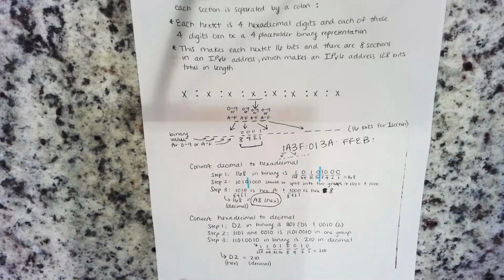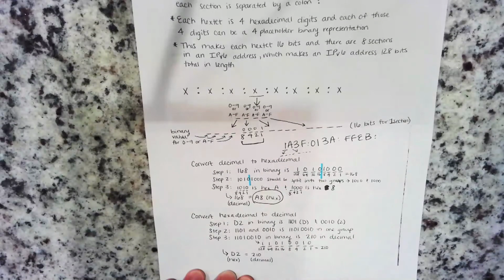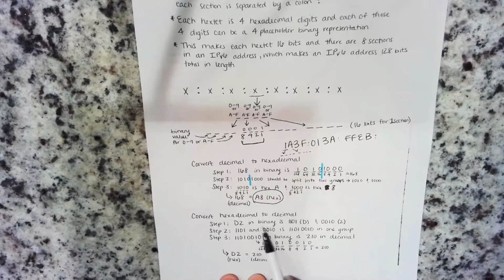All right. Now, what if I was given D2 in hexadecimal? You'll always be told what form the value is in. So in binary, D is 1101 and 2 is 0010, okay?